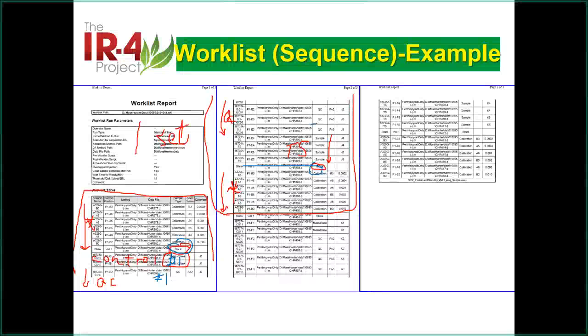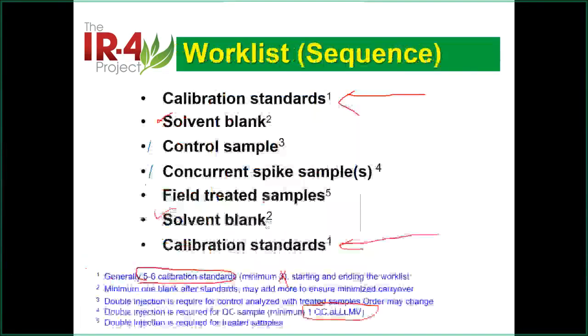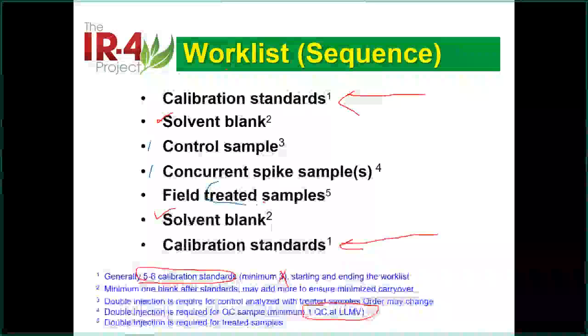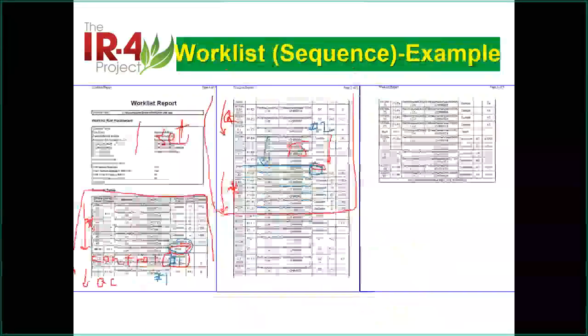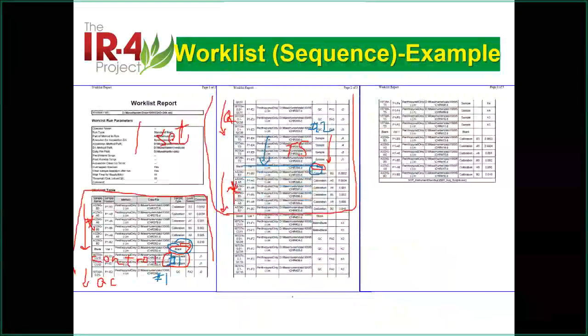We have another QC here. Then the rest of them is treated samples. Okay, then we go here: treated samples, field samples, treated samples. So you can put as many as you want there as long as you meet the requirement. So this is called one set, which meets the requirement.